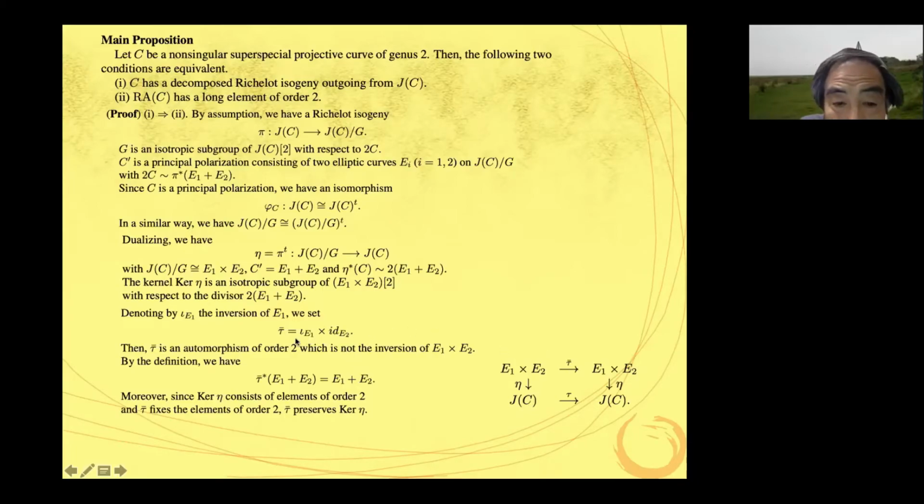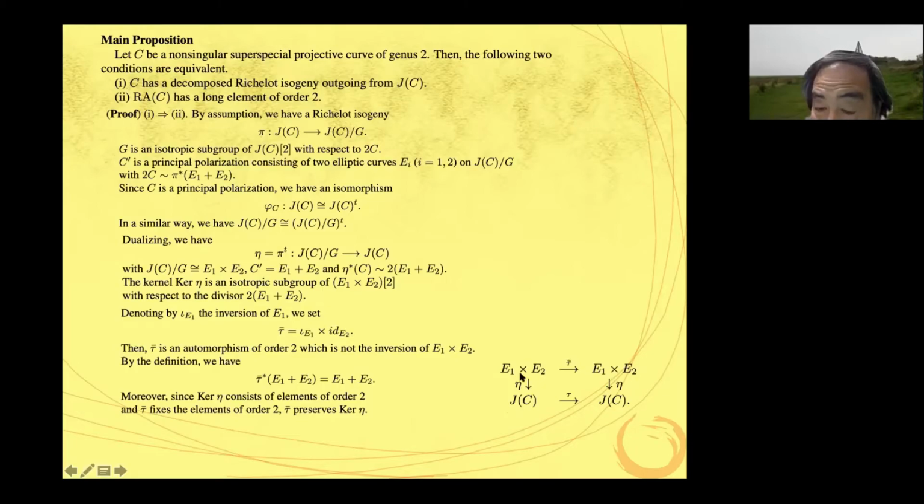So we consider the automorphism of iota cross identity here. On E1, tau bar is inversion, and on E2, this is identity. Then this is not the inversion of this Abelian surface, but anyway, this is an automorphism of order 2. And also, by definition, this one preserves the polarization. And also, this one is identity on the kernel of eta.